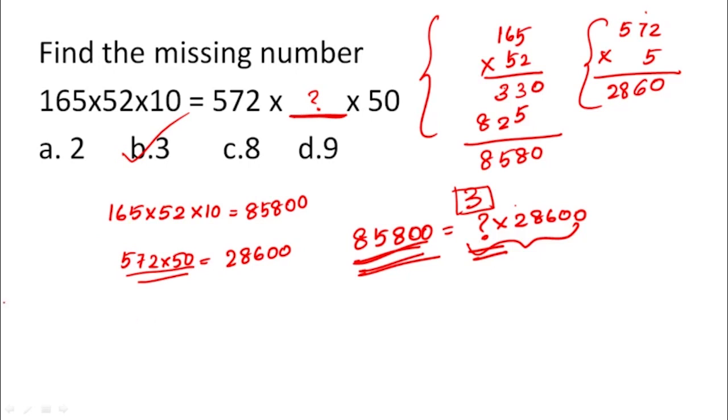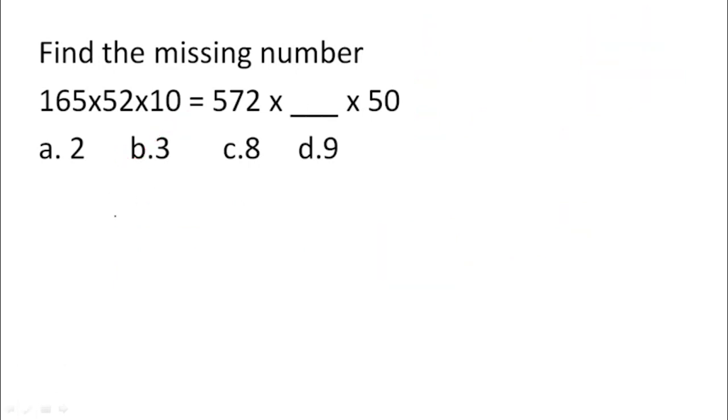So there is another easy way to approach this question. I'll try to teach you this way. See if you are able to follow it. Let me just erase whatever is there on the slide. Okay. So you have 165 multiplied by 52 multiplied by 10 is equal to 572 multiplied by dash multiplied by 50.